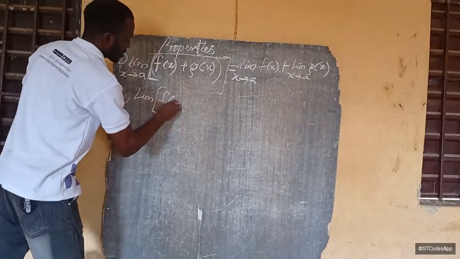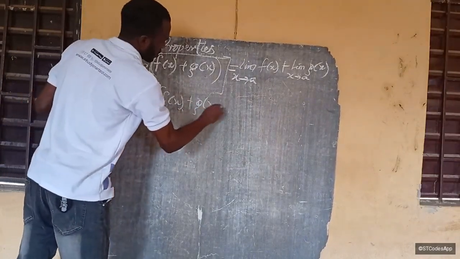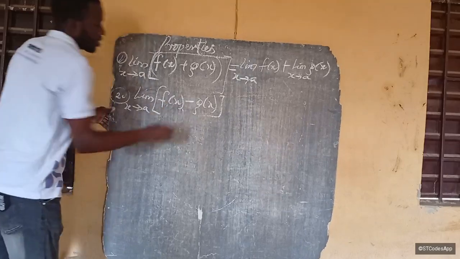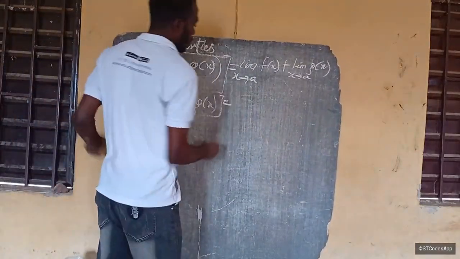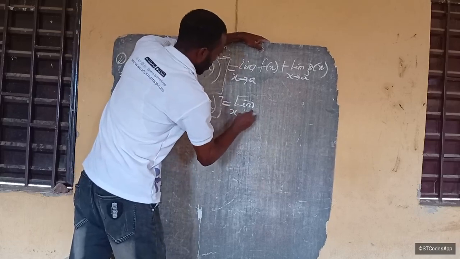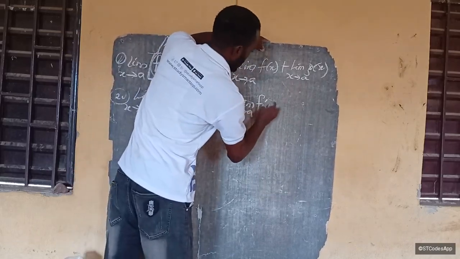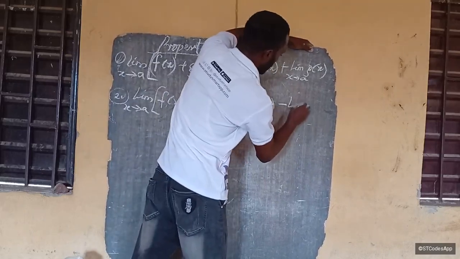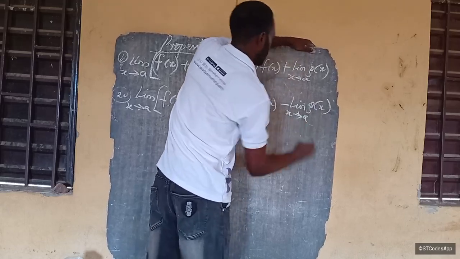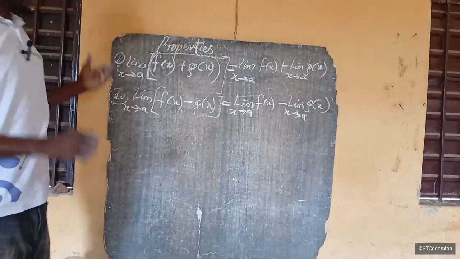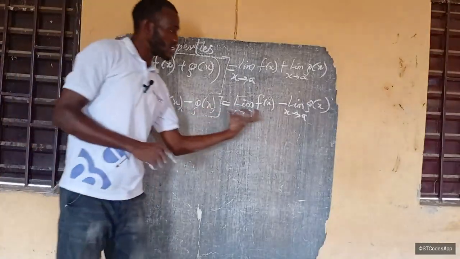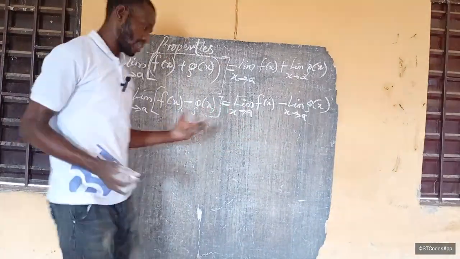Now number two, the limit of f of x minus g of x as x approaches a is also equal to the limit as x approaches a of f of x minus the limit of g of x as x approaches a. So what this is saying is that the limit of the difference is equal to the difference between the limits. Does that make sense? Okay.